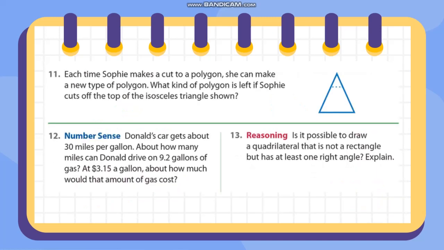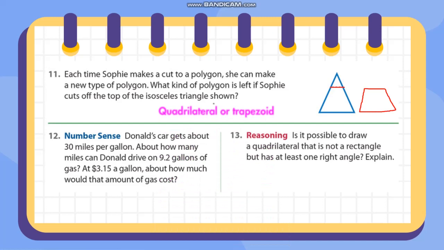Question number 11. Each time Sophie makes a cut to a polygon, she can make a new type of polygon. What kind of polygon is left if Sophie cuts off the top of the isosceles triangle shown? So as you can see, this one is an example of an isosceles triangle. If Sophie cuts this one, it looks like this. So what shape is this? That is what we call a quadrilateral or trapezoid.